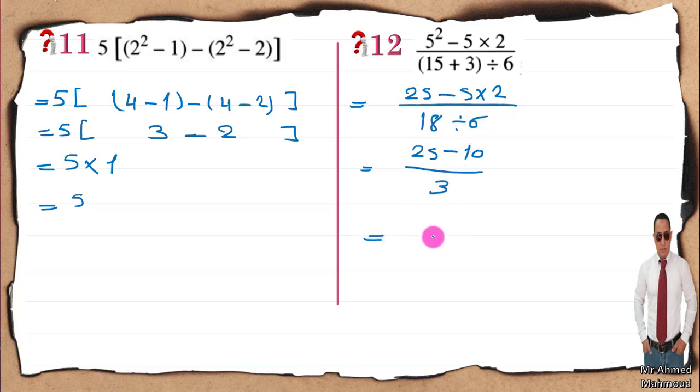Okay. Now I'm going to evaluate the numerator. 25 minus 10 equals 15 over 3. Finally, 15 over 3 equals 5.